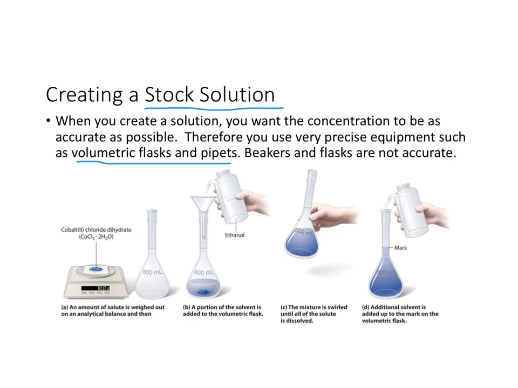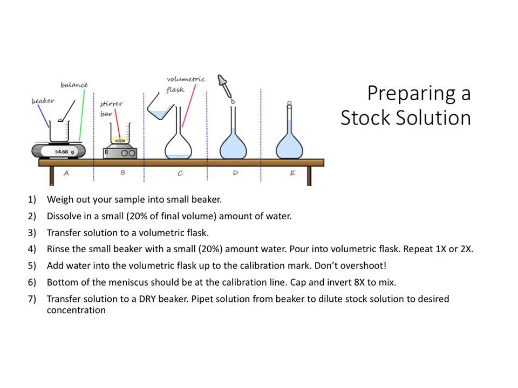The volume of each volumetric flask is indicated on the side of the container. So in this case, we have a 500 milliliter container. This container will only measure 500 milliliters when the volume of solvent is raised to that particular line. If you were to make a solution of a different volume, then we use a volumetric flask of a different size. Here are the steps to make a stock solution.